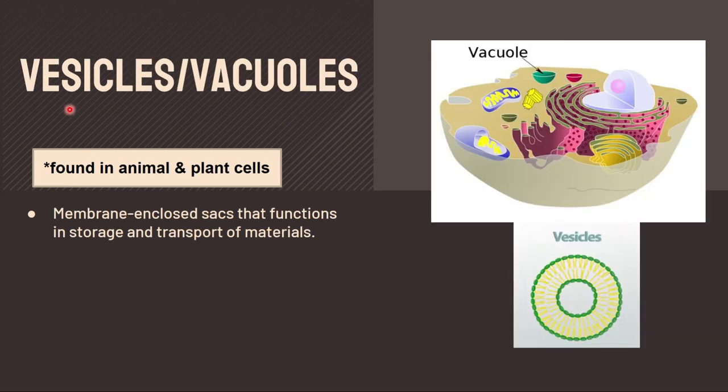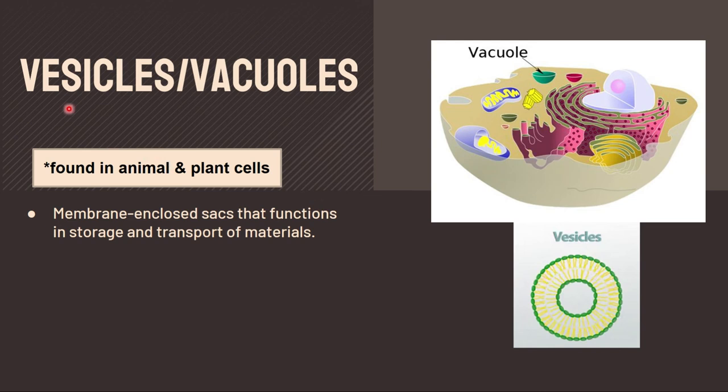Next, we have vesicles, or we also have vacuoles. So vesicles and vacuoles are found in animal and plant cells. So vesicles and vacuoles are membrane enclosed sacs, and they function for storage and transport of materials. So for analogy, vesicles and vacuoles would be like a storage room or a warehouse. Or for transport, if the vesicle functions for transport, it is like a delivery vehicle, no? For example, food delivery. So the vesicles or vacuoles are composed of a lipid bilayer. So it has the same composition as peroxisomes and the cell membrane.